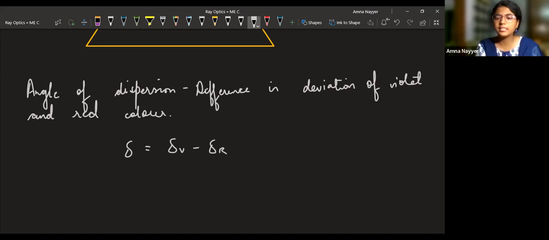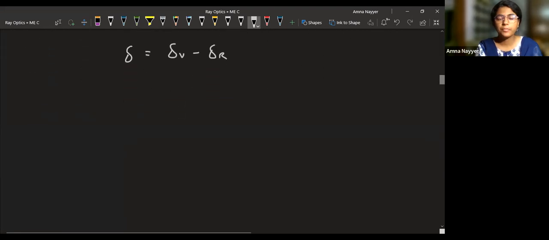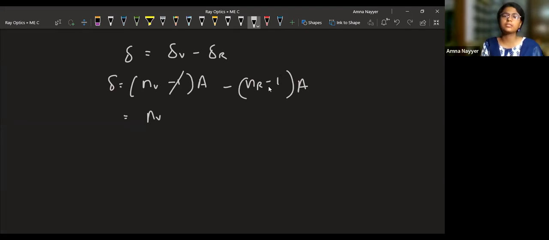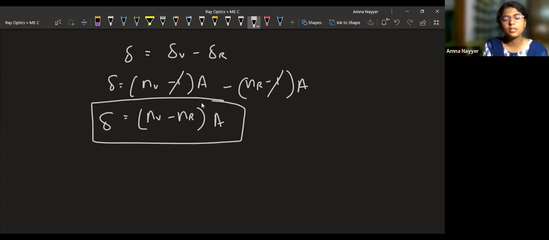Now class, yesterday we had seen the formula for the angle of dispersion for small angles. So see here, the angle of dispersion, if I write it for violet, will be (refractive index of violet minus 1) into angle of prism, minus (refractive index of the red color minus 1) into angle of prism, right? So if you open up the brackets, what will you obtain? NV, and this minus 1, minus into minus becomes plus 1. So this minus 1 and this plus 1 will cancel each other. You'll be left with (NV minus NR) and this A is already there. So this is the formula for the angle of dispersion.